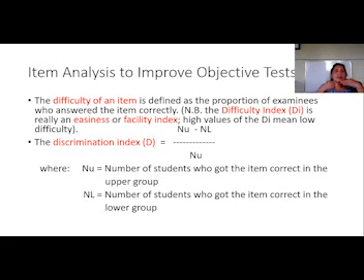So the difficulty index ranges from 0, which is too difficult, nobody got it right, to 100, which is too easy that everybody got it right. That's the range of the difficulty index. Now, the difficulty index is very easy to find.